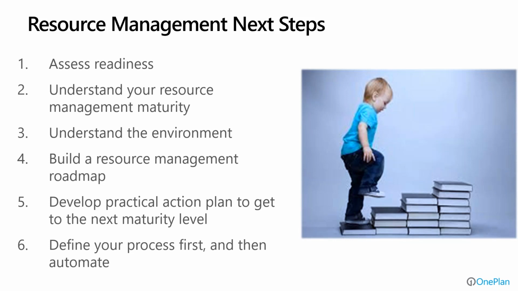Understand the environment, the culture that you're in, and what can actually be accomplished today versus what's going to be a longer-term aspiration. Build a resource management roadmap and then develop a practical action plan to get to that next maturity level. It's about progress, it's not perfection. And then define your process first and then automate it. We don't want to automate something that isn't realistic or try to automate something that doesn't yet exist.